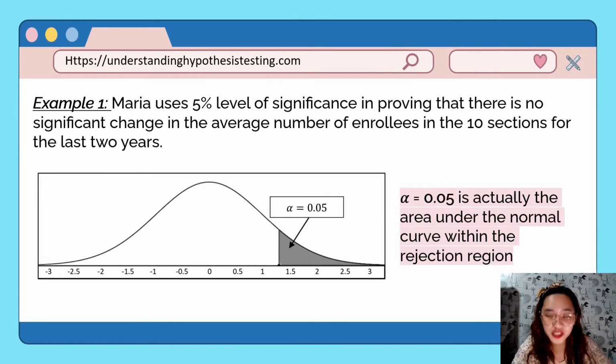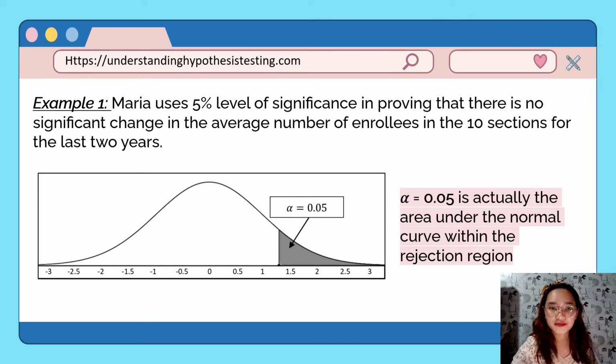Maria uses 5% level of significance in proving that there is no significant change in the average number of enrollees in the 10 sections for the last 2 years. So, meaning yung chance na yung ating true null hypothesis would be rejected is 5%. So, ito po siya. So, actually, yung 0.05 na yan, o yung alpha natin, is the area under our normal curve within the rejection region. Ayan po. So, maiintindihan niyo pa kung ano yung rejection region mamaya.